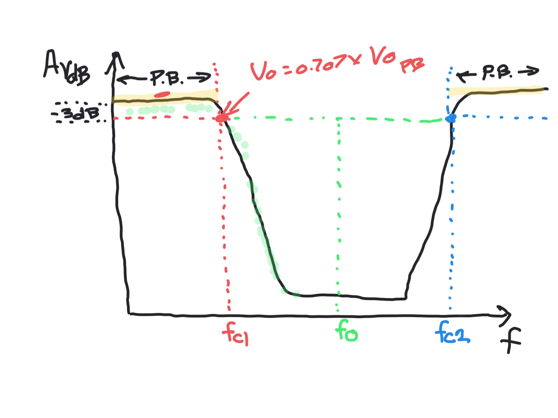Okay, and then you keep going. You'll see there's that bottom there. The middle of that bottom is where FO is. Then you're going to increase the frequency, the gain comes up and up and up. Again, when the output voltage reaches 70.7% of the passband voltage, that's your FC2. Increase a little more, then you're back up to your passband voltage.